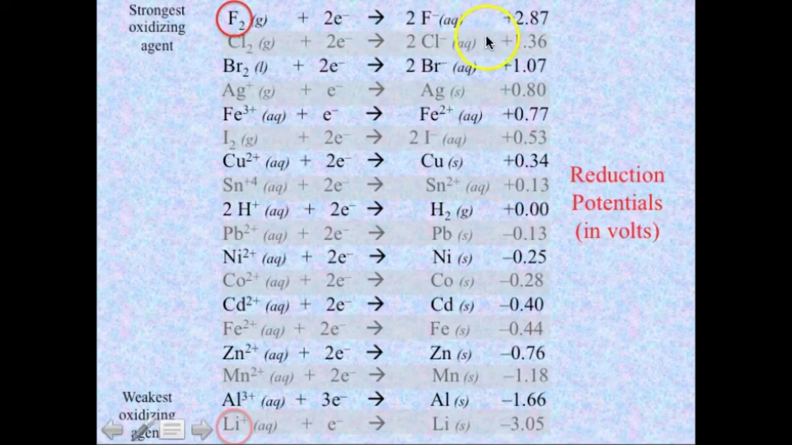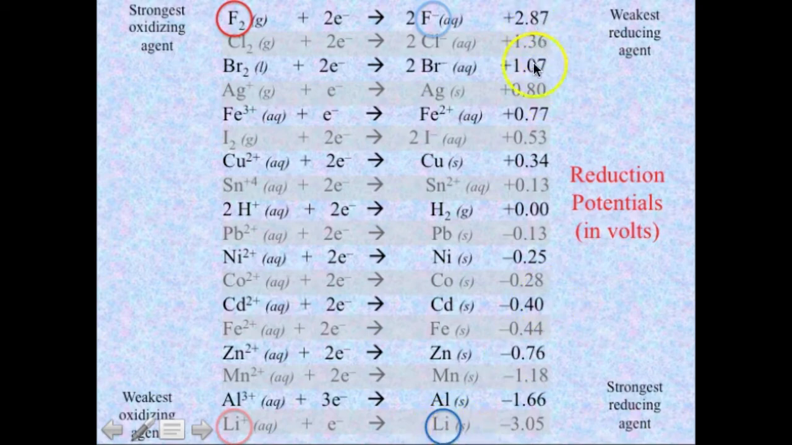Conversely, on the other side of the half reaction, we have the reducing agents. If something is a very strong oxidizing agent, then after it has gained electrons, it's going to be a very weak reducing agent. It doesn't want to be oxidized, and it doesn't want to give up its electron. As we go down the list, we get to stronger and stronger reducing agents, until at the very bottom we have lithium atom, which is in the list the strongest reducing agent.